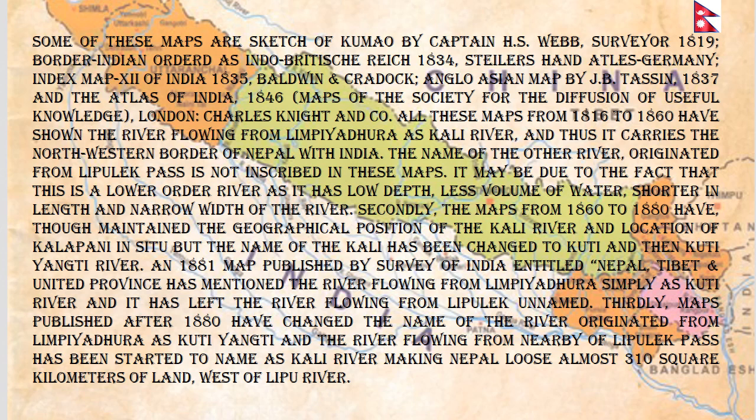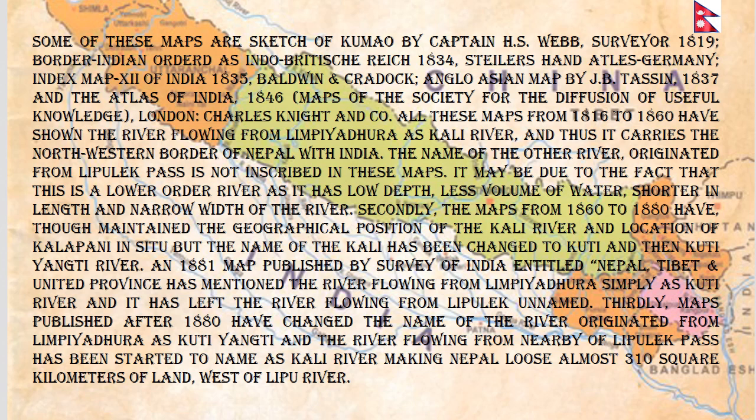Secondly, the maps from 1860 to 1880 have, though maintained the geographical position of the Kali River and location of Kalapani in situ, the name of the Kali has been changed to Kudi and then Kudi Yangti River. An 1881 map published by Survey of India entitled Nepal, Tibet and United Province has mentioned the river flowing from Limpi Yadhura simply as Kudi River, and it has left the river flowing from Lipulik unnamed.